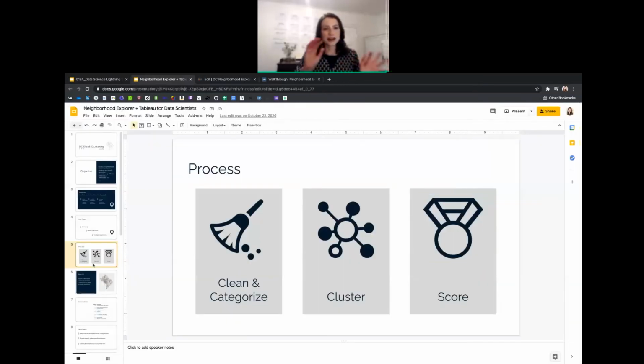Okay, so kind of like there's 3 steps. There was some nuance that went into each step, obviously, but it was a fairly simple, straightforward project.